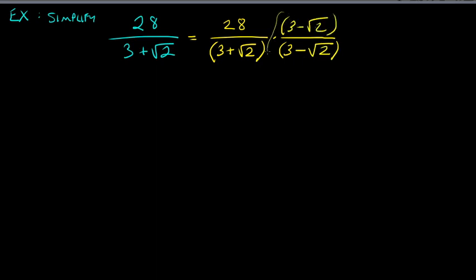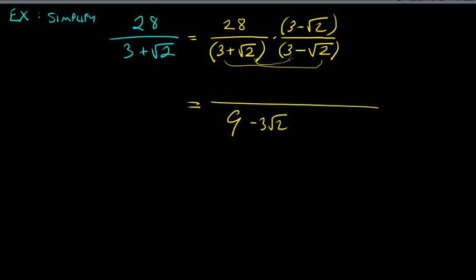Again, all of this is just 1. You can cancel it. But of course, then you're back to the beginning. And remember, the whole issue here is that pesky square root in the denominator. That's not allowed. So now we can FOIL the denominator. 3 times 3 is 9. And then we have minus 3 times the square root of 2, and then plus 3 times the square root of 2. So that's going to add up to 0.